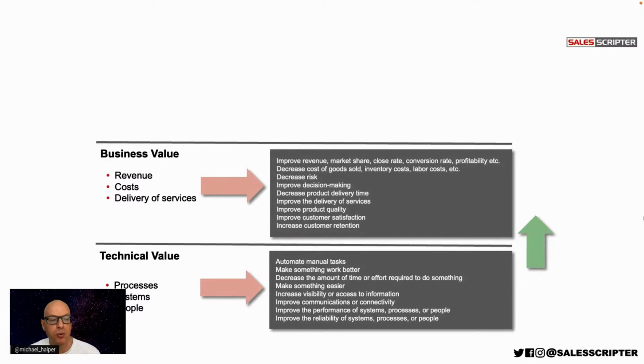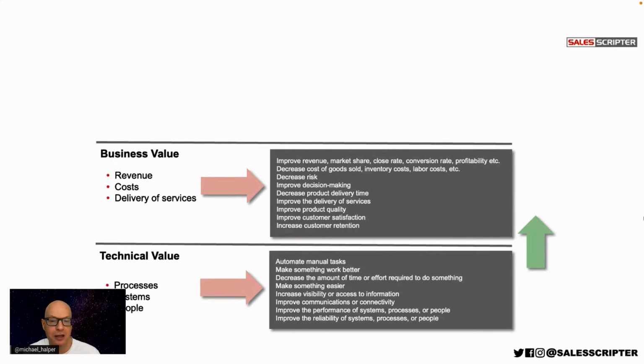For example, improve revenue, market share, close rate, conversion rate, decrease costs, inventory costs, decrease risk, improve decision-making, decrease product delivery time, improve delivery of services, improve product quality for the products that your customer sells, improve customer satisfaction for your customer's customer, improve customer retention, again, for your customer's customer. So that's if you're selling B2B.